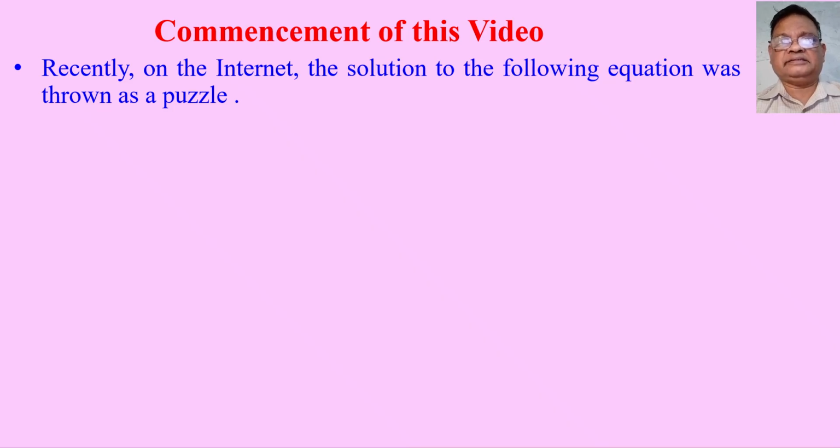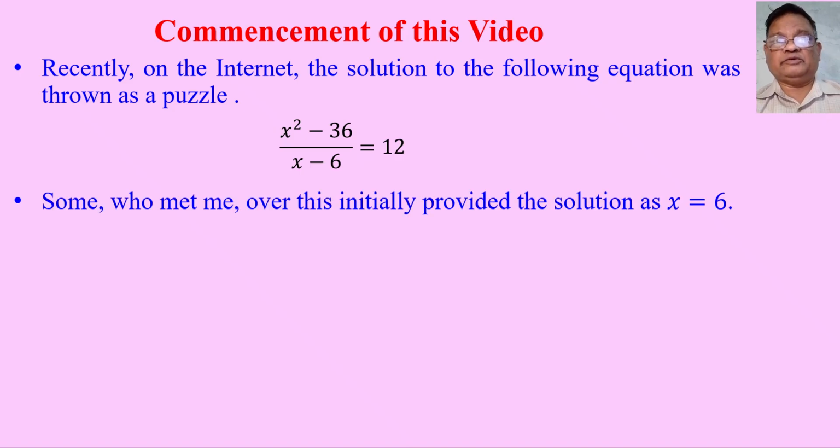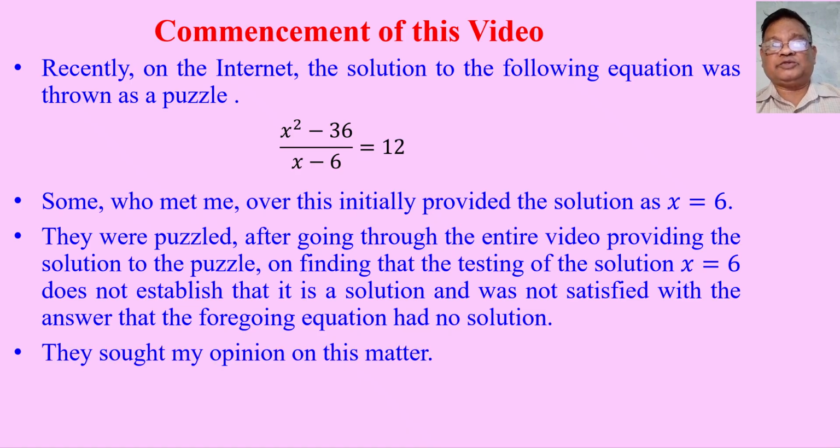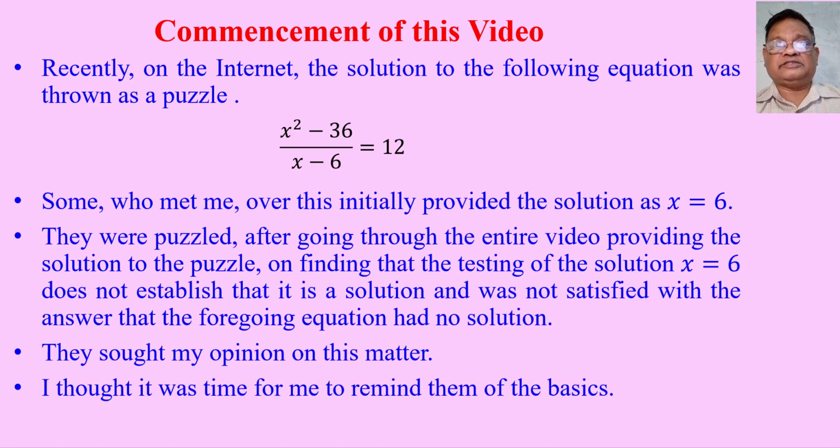Recently, on the internet, the solution to the following equation was thrown as a puzzle. That is, x squared minus 36 over x minus 6 is equal to 12. Some who met me over this initially provided the solution as x equals 6. They were puzzled after going through the entire video providing the solution to the puzzle, on finding that the testing of the solution x equals 6 does not establish that it is a solution, and they were not satisfied with the answer that the foregoing equation had no solution. They sought my opinion on this matter. I thought it was time for me to remind them of the basics.